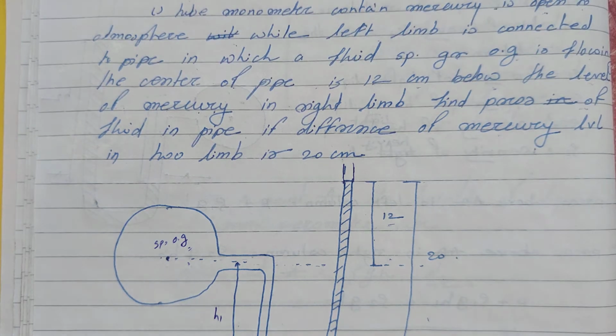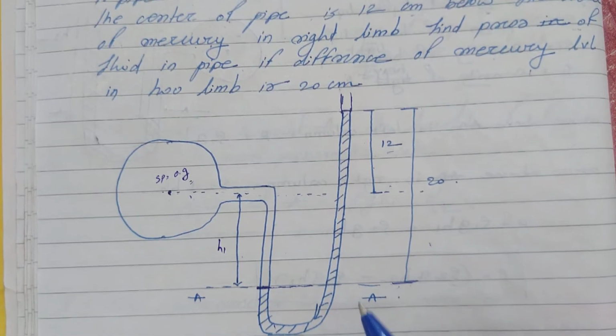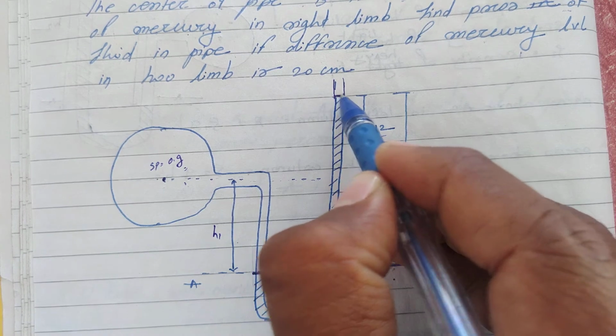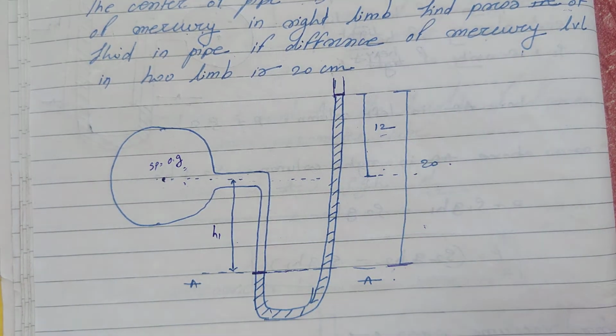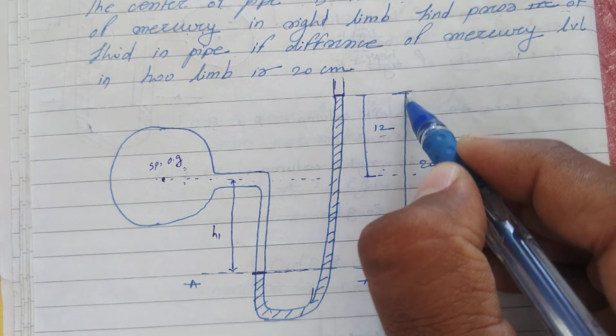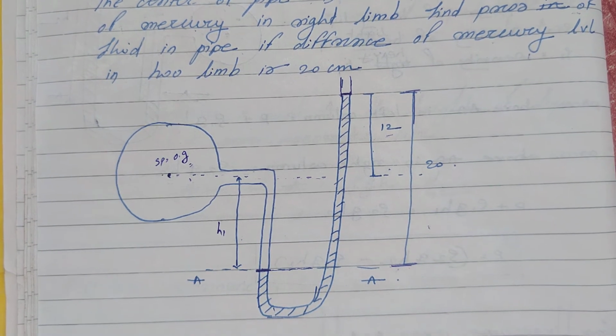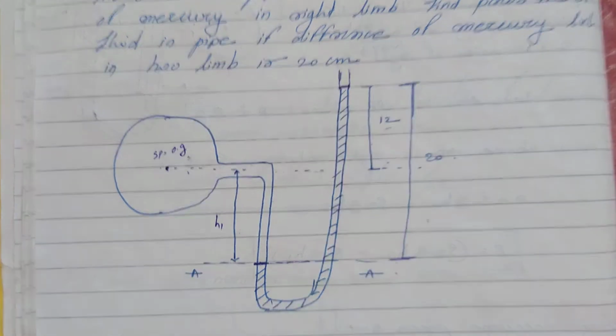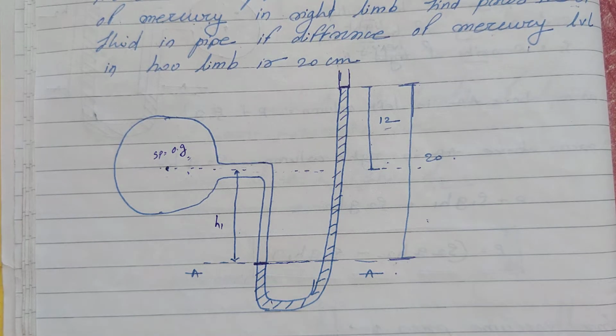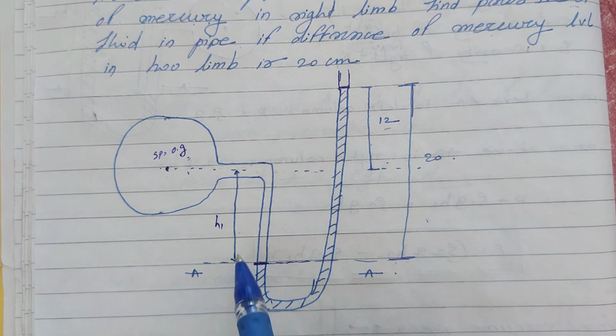Okay, so find the pressure of fluid in the pipe if the difference of mercury level in two limbs is 20 centimeter, as shown in the statement. This is the difference level of mercury in two limbs. We draw the figure like this. So we can calculate the H1. Now here's the reference line.